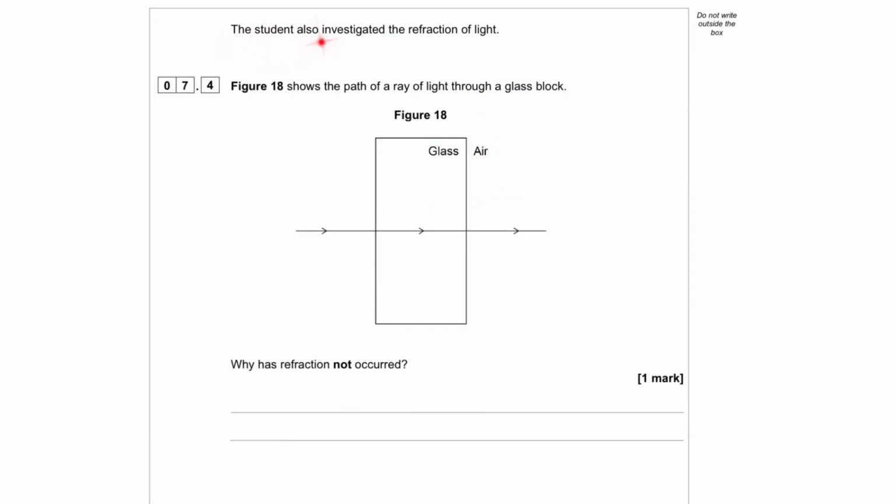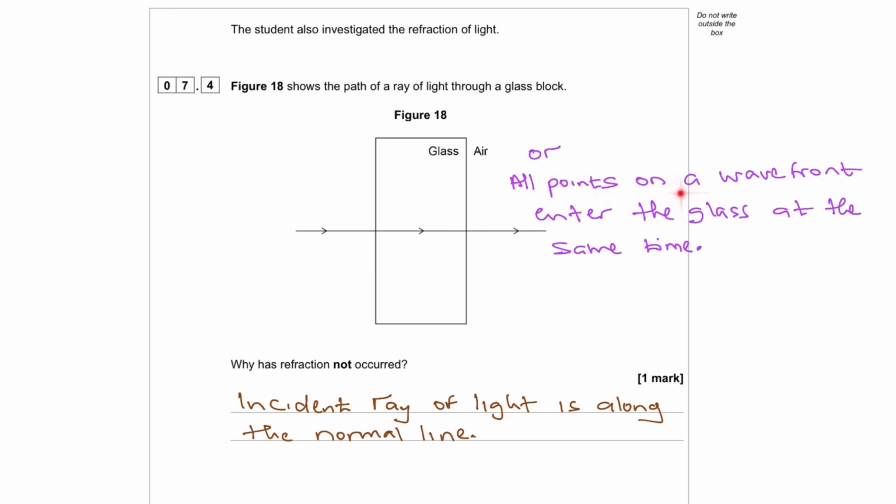The student also investigated the refraction of light. Question 7.4. Figure 18 shows the path of a ray of light through a glass block. Why has refraction not occurred? Well, the incident ray of light is along the normal line, or we can say all points on a wavefront enter the glass at the same time.